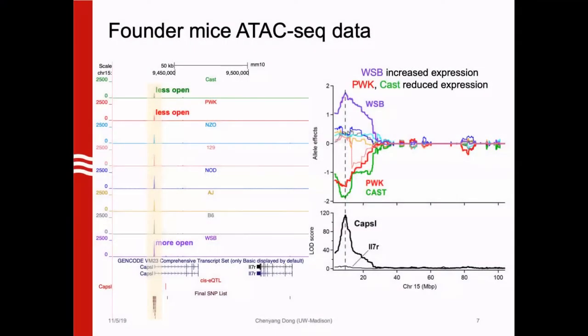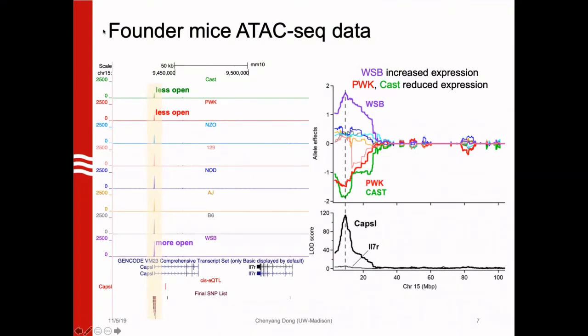The first piece of data we have is the ATAC-seq from founder mice. We have 8 founder mice, 16 samples in total. In general, genes with higher expression tend to have more open chromatin in their promoter regions, but that's not always true. But for this example, the Capsule gene, we identify a differential ATAC peak at its promoter region, which is consistent with the allele dependence from the DO eQTL analysis.